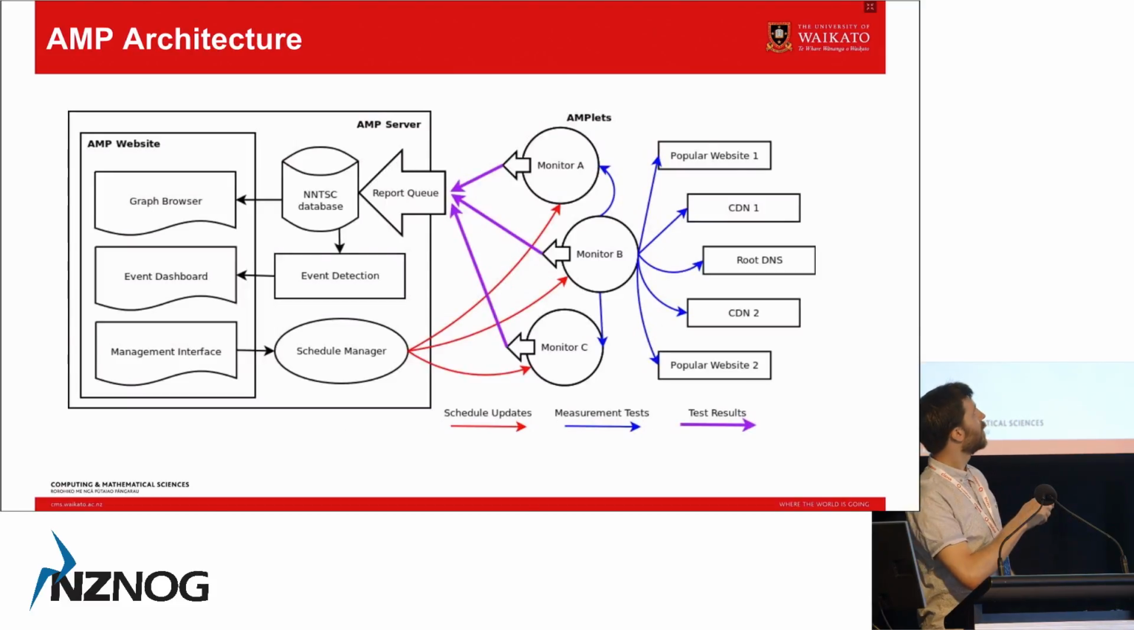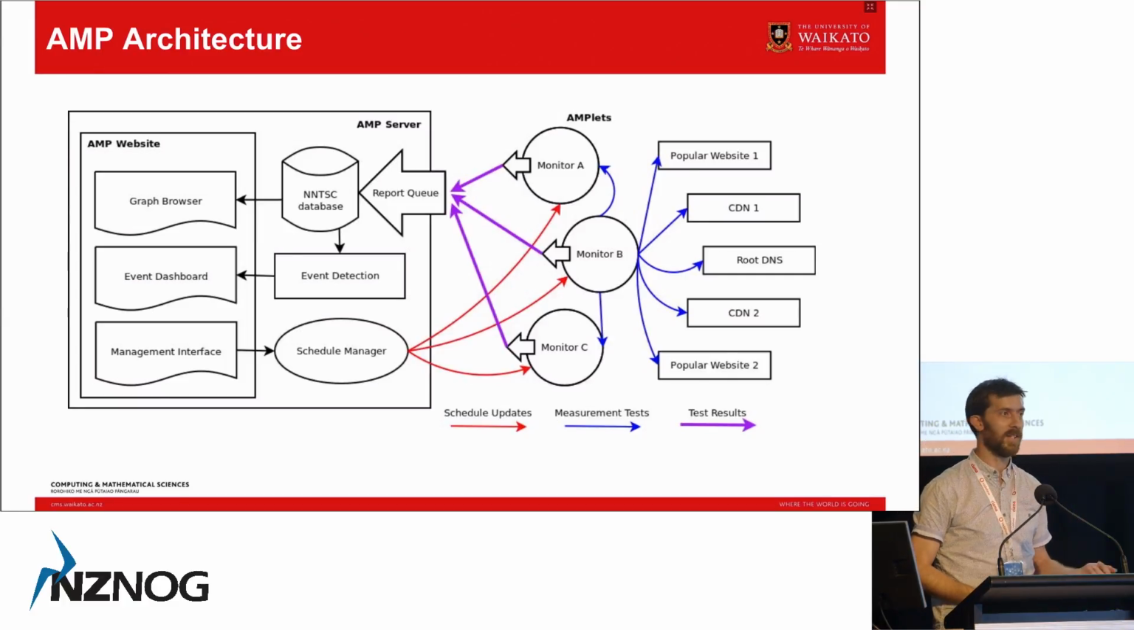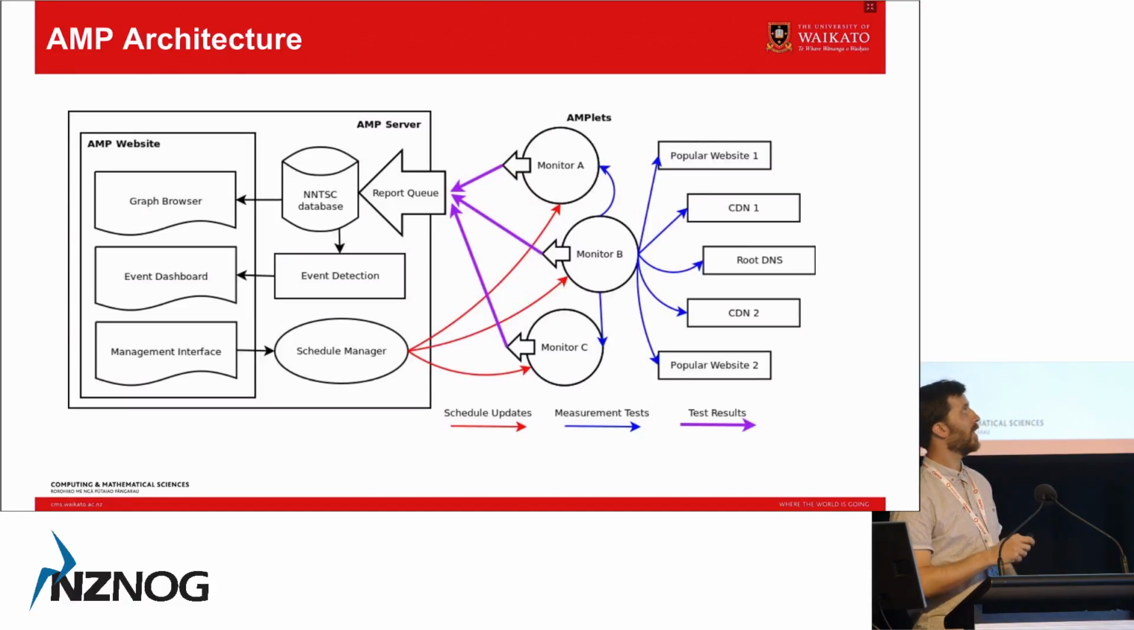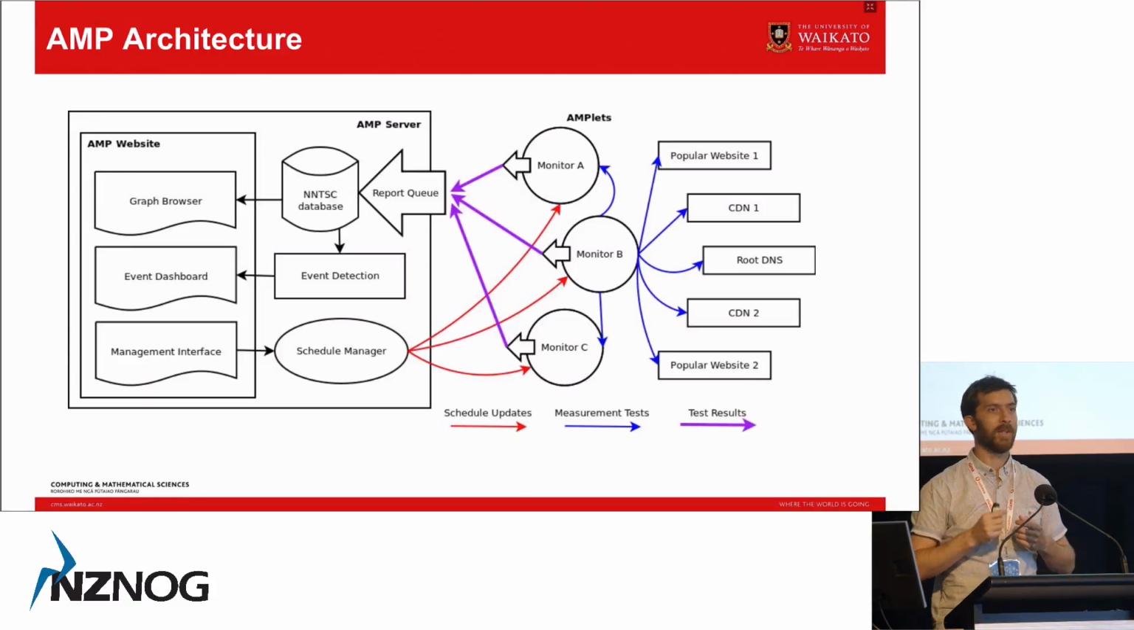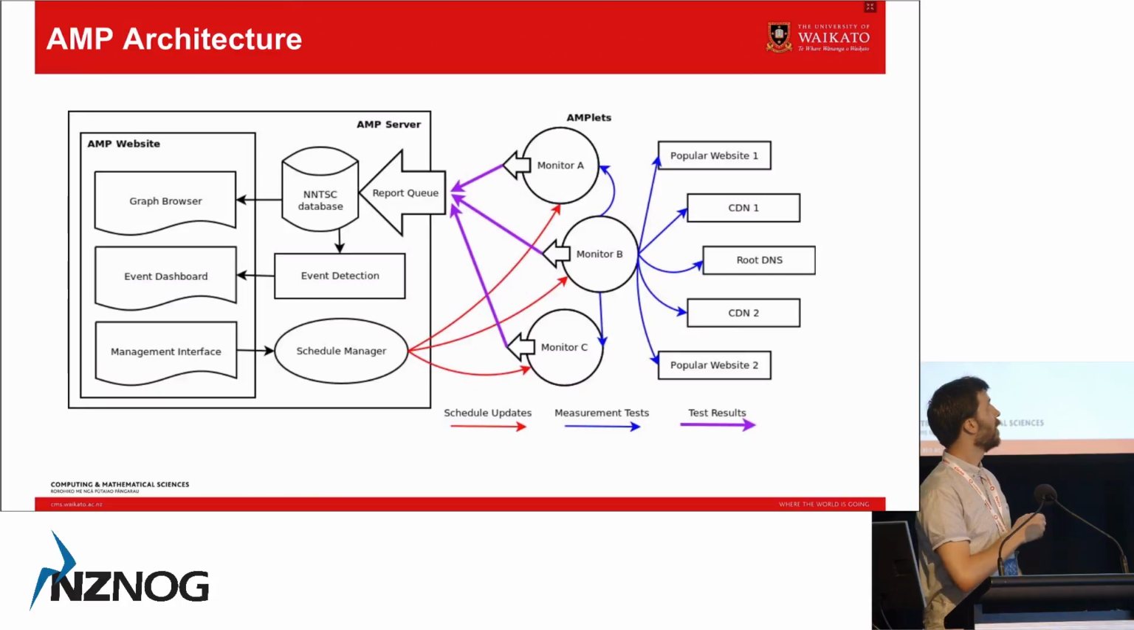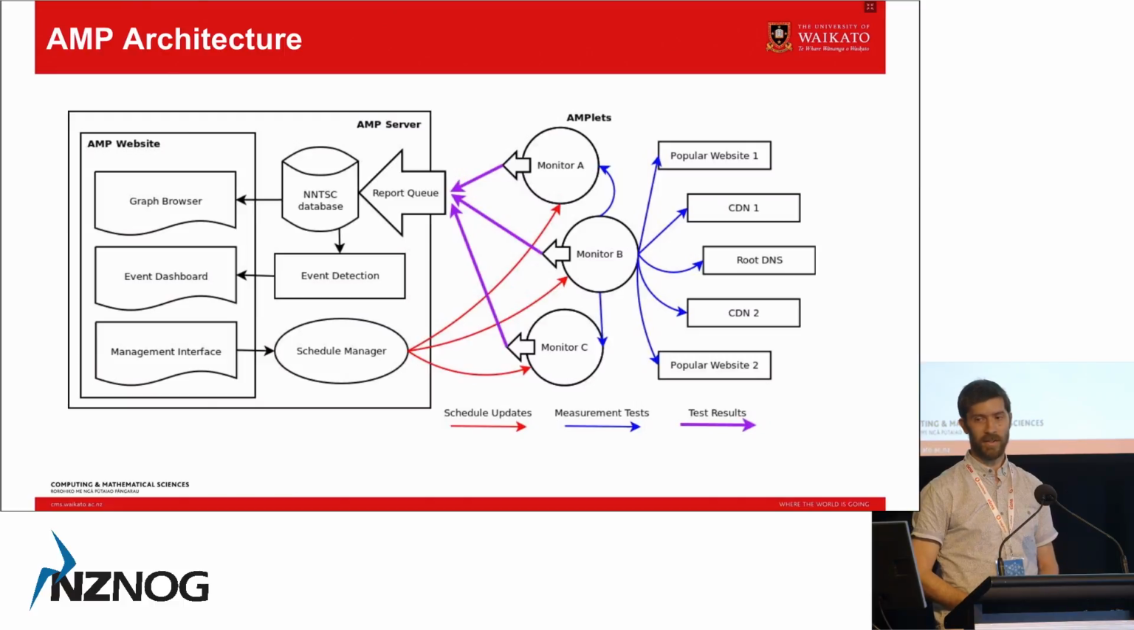And so each one of those is one of these circles here. These are all little individual AMP clients testing off to popular CDNs, popular websites, DNS servers, whatever it's interested in looking at. And they all report their data back to the central collector into a report queue, which is then split into a couple. Some of it's stored into a database, which you can then access through the website, and then a duplicate copy is sent through the event detection queue that tries to pull out interesting events and puts them on the website as well. And we can also manage schedules through the website to send to the monitors so that they know what to test and where they need to test to.